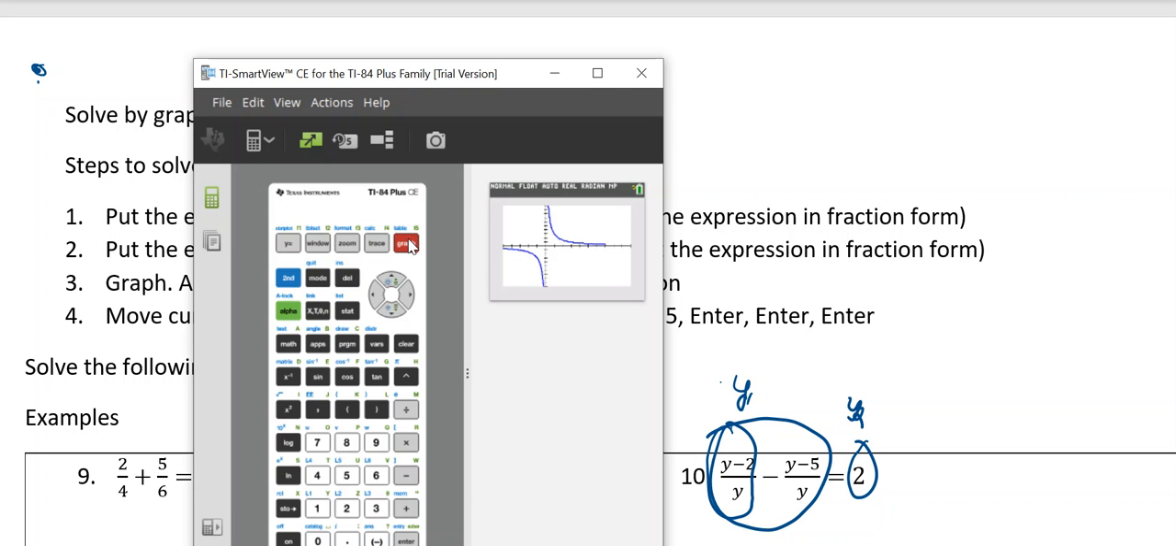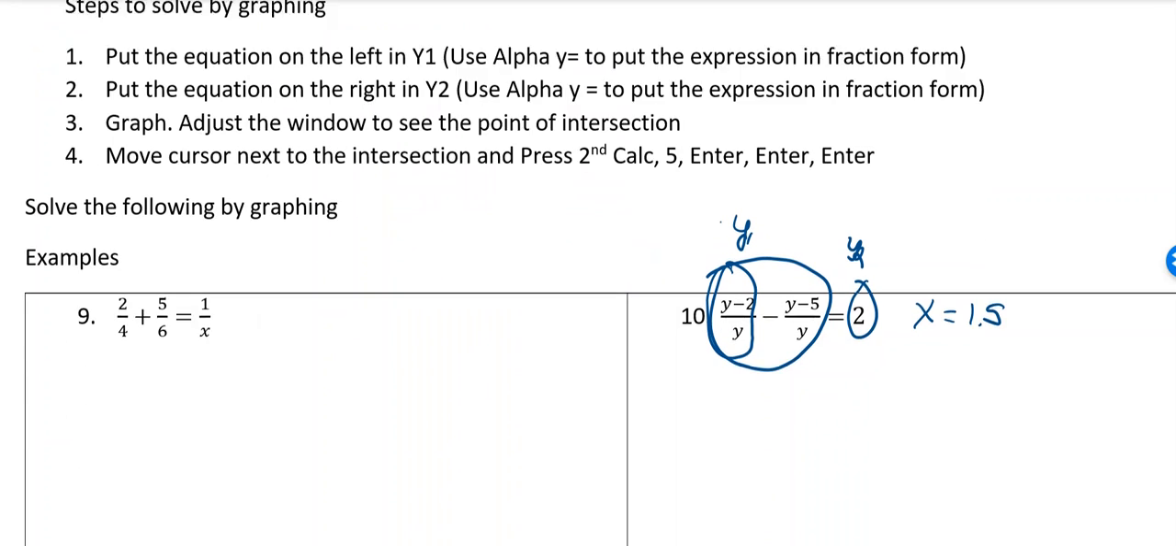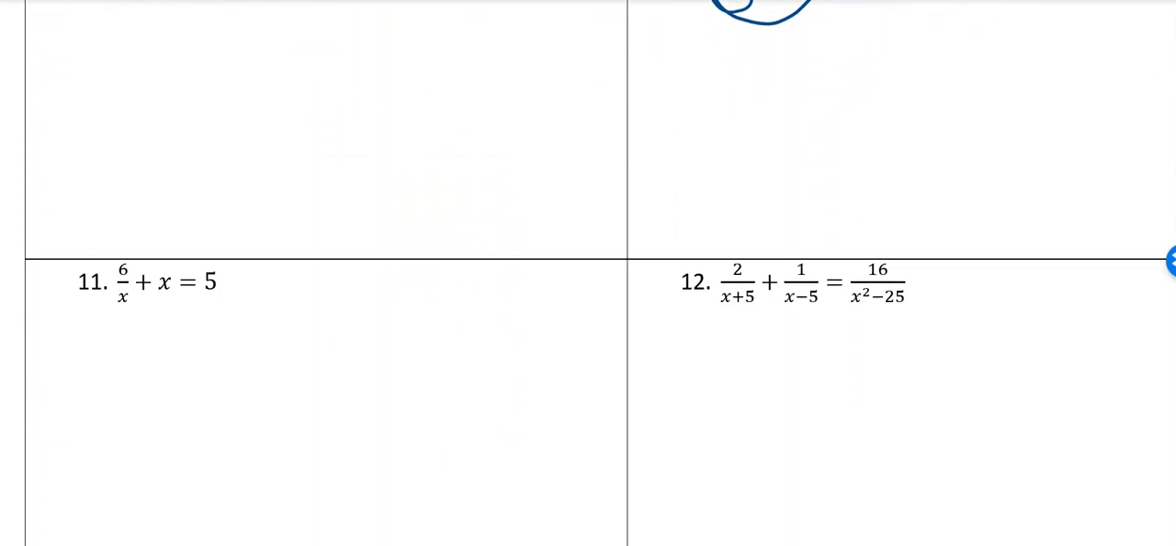Then we graph it. We see that the intersection is between 1 and 2, it seems like. So we go to second calc, find that point of intersection, and hit 5. It's asking us first curve, enter, second curve, enter. Do I want to guess? No, so I just enter. Then it gives me a nice answer: x equals 1.5. So my answer for this is x equals 1.5. When we're doing it graphically, we don't really have to worry about extraneous solutions because it's only going to show us the solution that works.